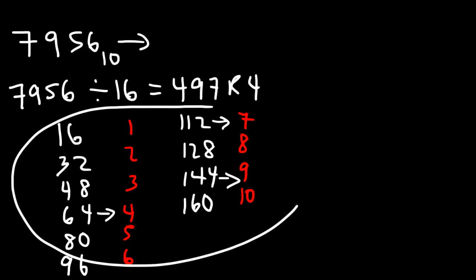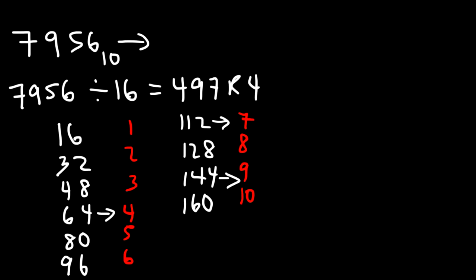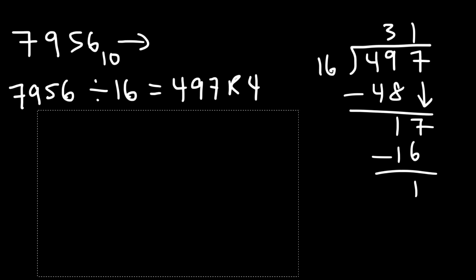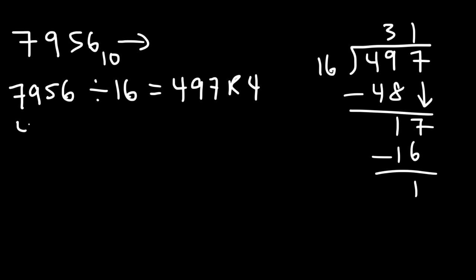Now, you may want to write this information down, just in case I need to erase it to make more room. So now let's divide 497 by 16. How many times does 16 go into 49? 16 goes into 49 3 times. 16 times 3 is 48. 49 minus 48 is 1. And then let's bring down the 7. 16 goes into 17 1 time, with a remainder of 1. So now I need to erase this. So 497 divided by 16 is equal to 31, remainder 1.